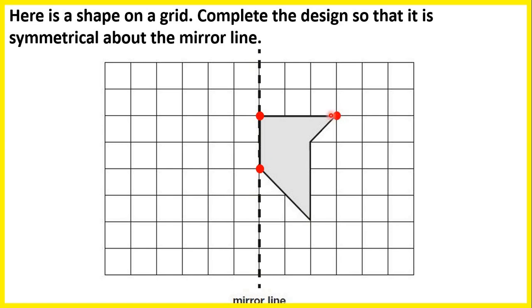To get to this corner, we go 3 squares to the right, so from the mirror line we can go 3 squares to the left. Here we go 2 squares right, so we can go 2 squares left, and here we go 2 squares right, so we go 2 squares to the left. And then all we need to do is join up our points, and we've reflected the shape so that it's symmetrical about the mirror line.